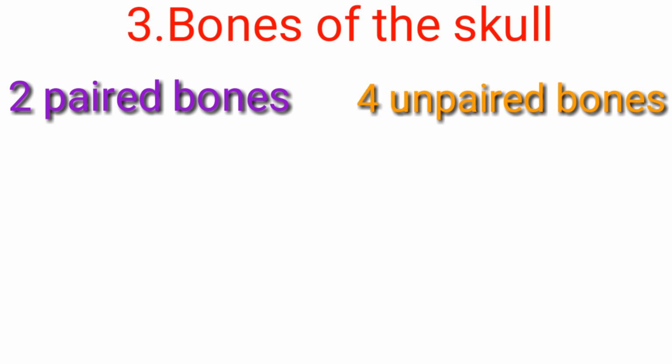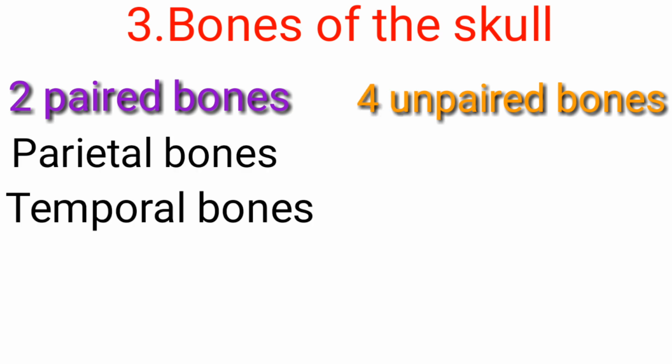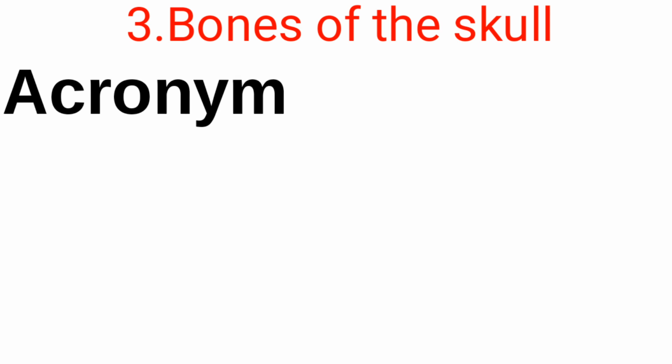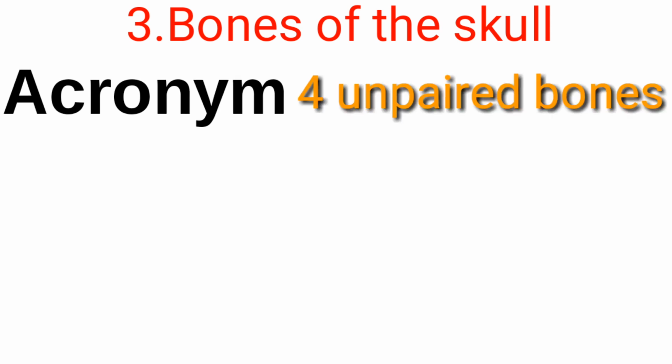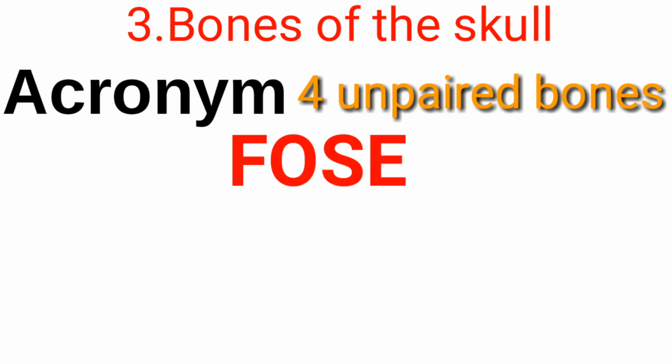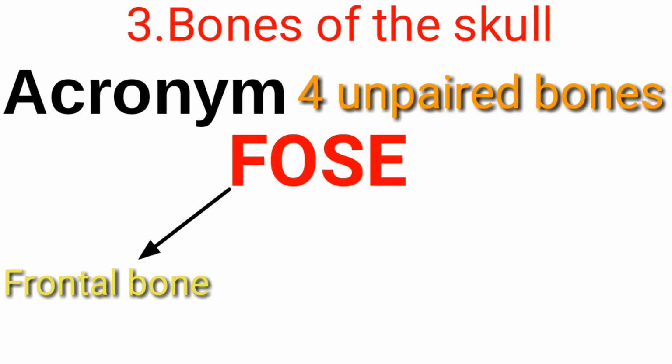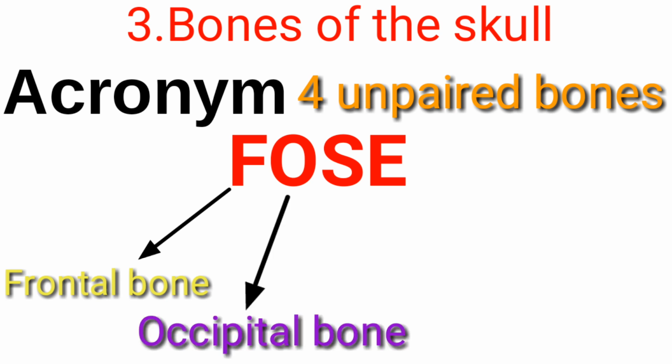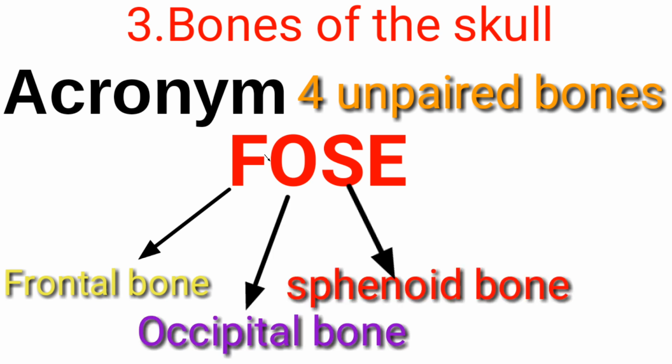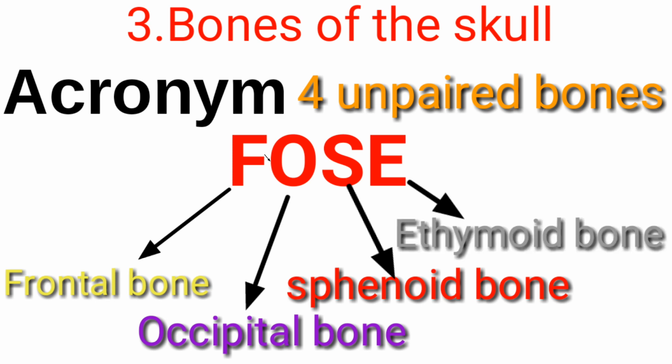The paired bones are the parietal and temporal bones, and here is an acronym for the 4 unpaired bones so that you can easily recall them. The acronym is FOSE, where the F stands for frontal bone, O stands for occipital bone, S stands for sphenoid bone, and E stands for ethmoid bone.